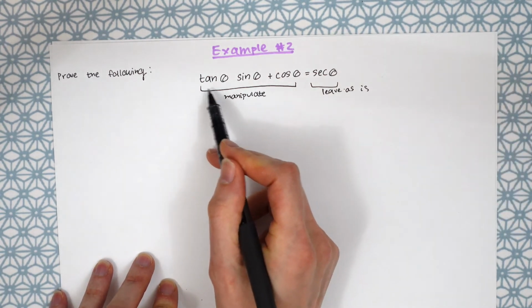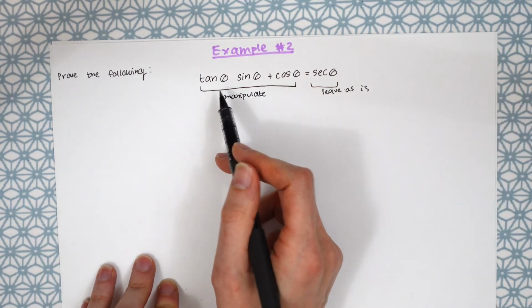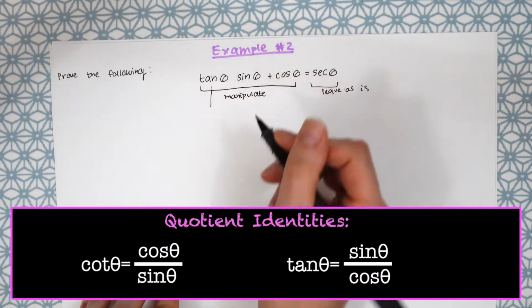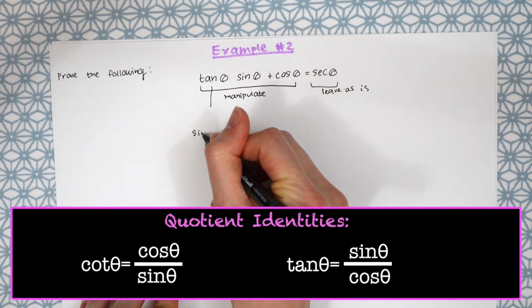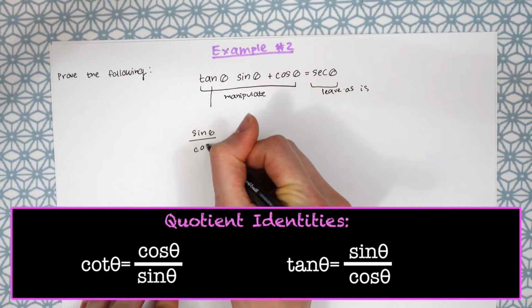So let's start dissecting this. Tan of theta, remember that can be rewritten as sine of theta all over cosine of theta.